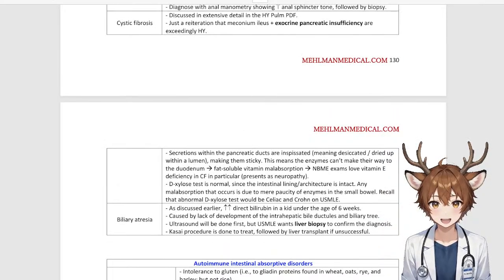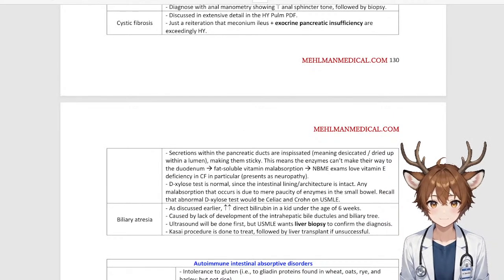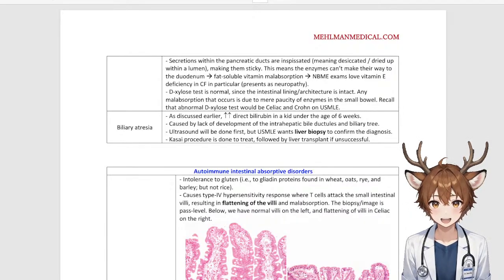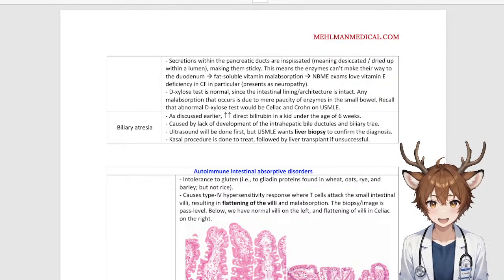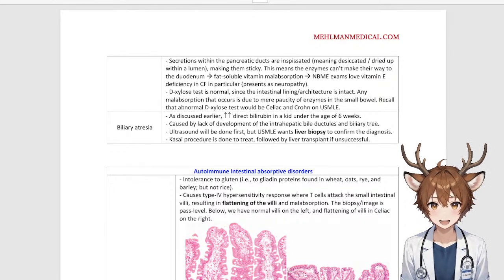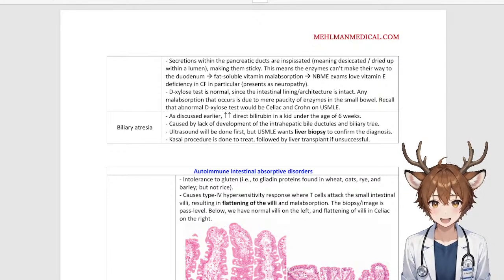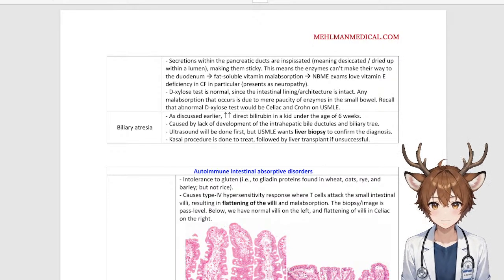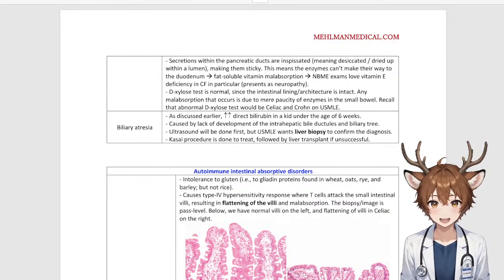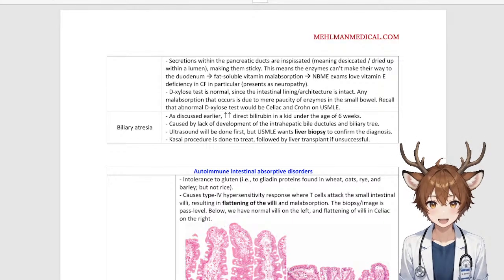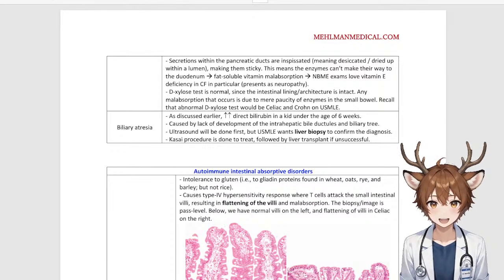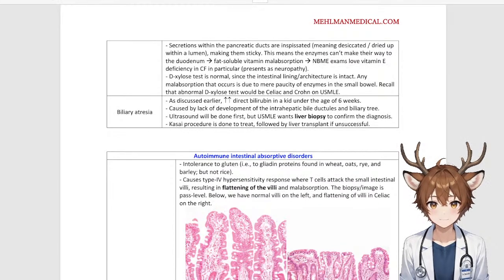What about biliary atresia? Biliary atresia, as discussed earlier, presents with significantly increased direct bilirubin in a kid under the age of 6 weeks, caused by a lack of development of the intrahepatic bile ductules and biliary tree. Ultrasound will be done first, but USMLE wants liver biopsy to confirm the diagnosis. Kasai procedure is done to treat, followed by liver transplant if unsuccessful.